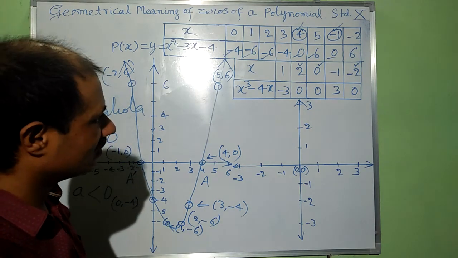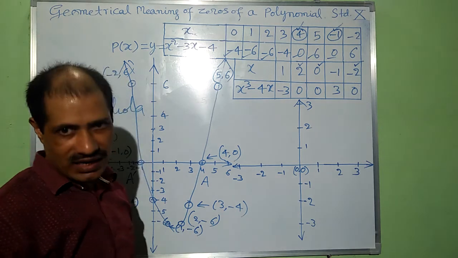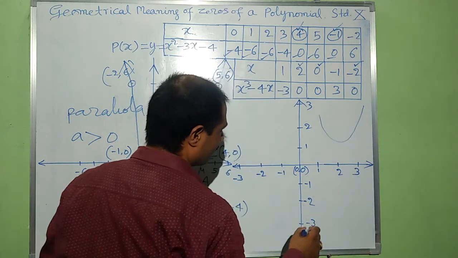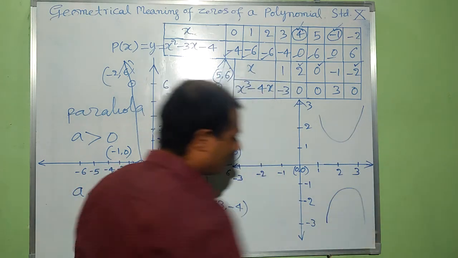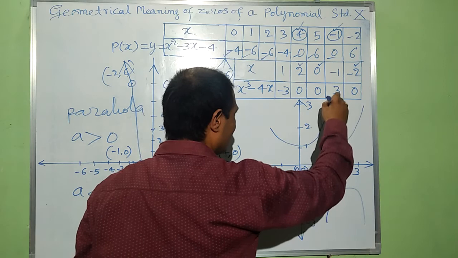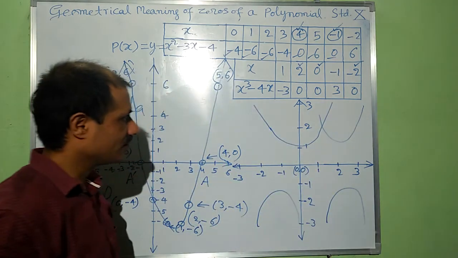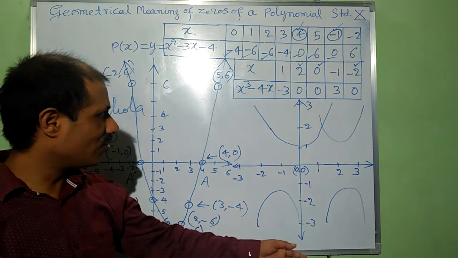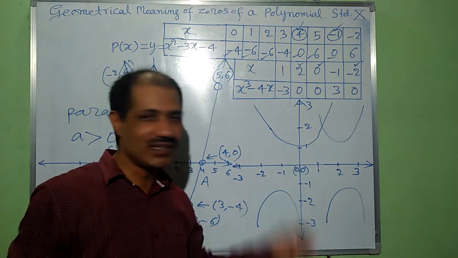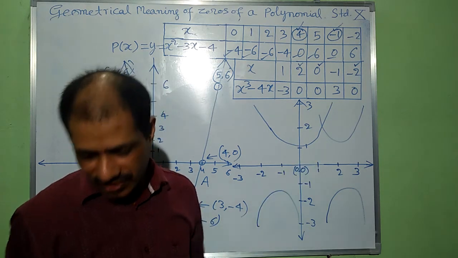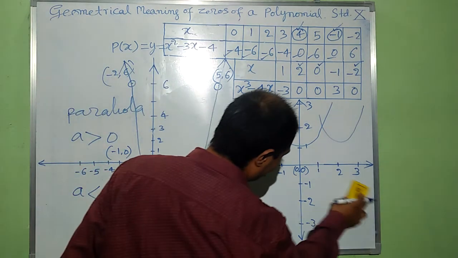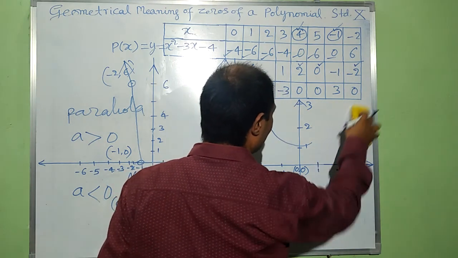Sometimes we get such types of parabolas like this. This is upward, and this is downward, or like this, or like this. We can get parabolas like this. These curves are not intersecting the x-axis at any point. So there are no zeros of such types of parabolas or polynomials.